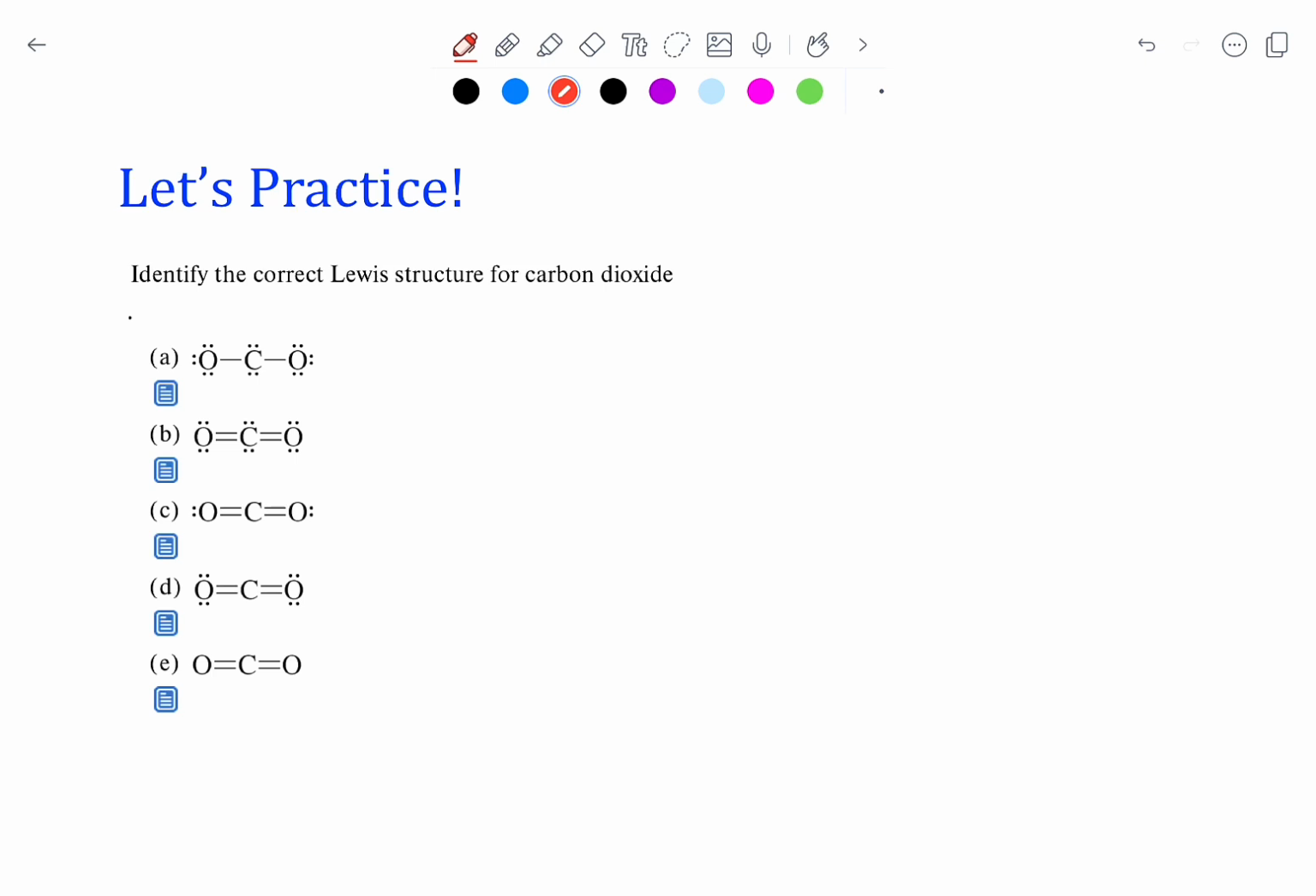First off, we should always double check our number of valence electrons. So carbon dioxide is carbon oxide 2. Remember, di is 2. So there's 1 carbon, 2 oxygens. So in total we should have 4 plus 2 times 6, so we have 16 total electrons. Let's see if we can knock out any of these structures by counting electrons.